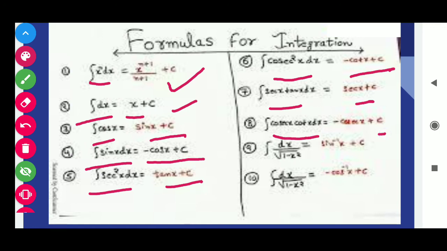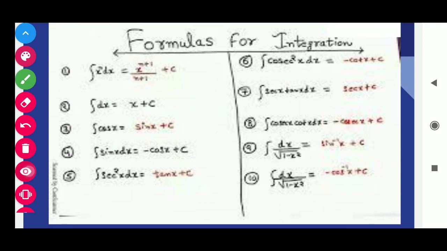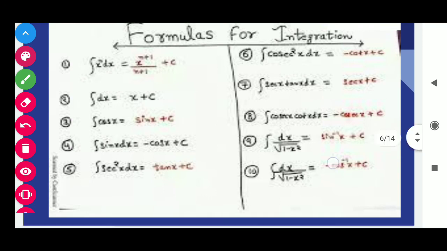And students, integration of 1 over the square root of 1 minus x squared is sin inverse x plus c. And here is the next one. There is only a difference of negative sign: minus cos inverse x. So students, all of you have to learn these formulas. This is your homework today.